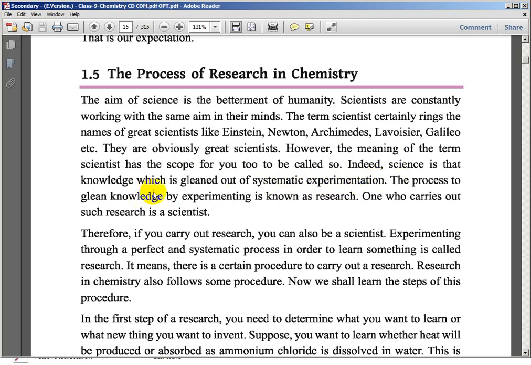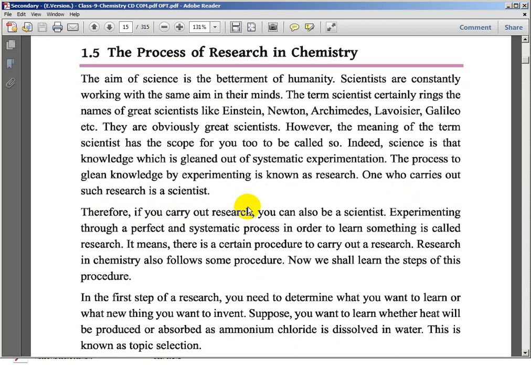Science is the knowledge which is gleaned out of systematic experimentation. I have explained that gleaned out means produced, which is produced by carrying out systematic experimentation. So science is knowledge gained by systematic experimentation. The process of gleaning knowledge by experimenting is known as research. So what is research? Research is a process by which we gain knowledge by experimenting. One who carries out such research is called a scientist.